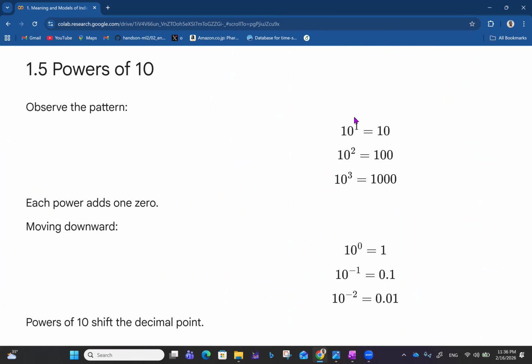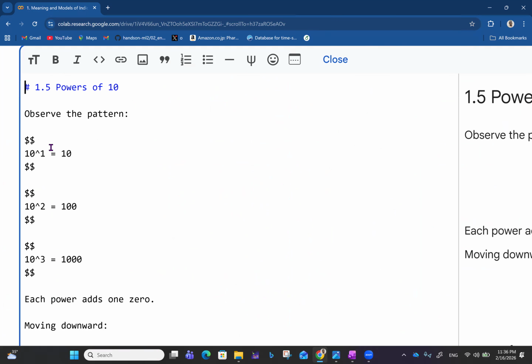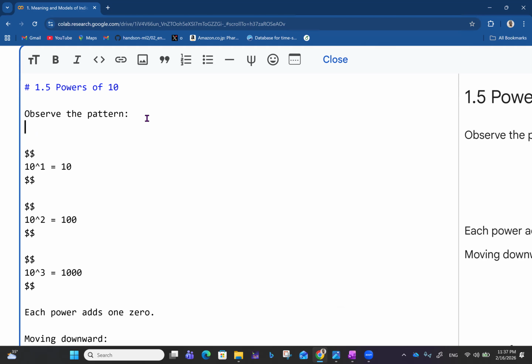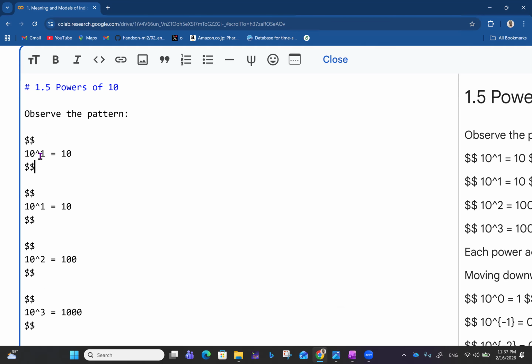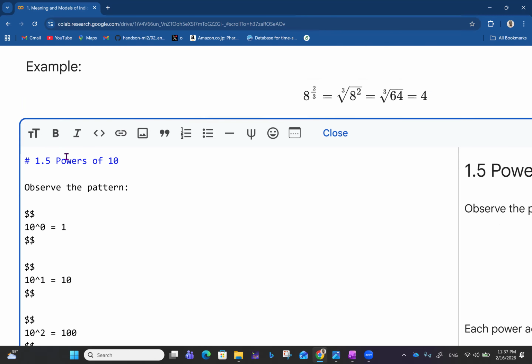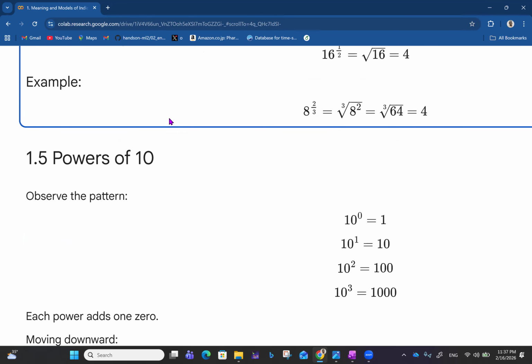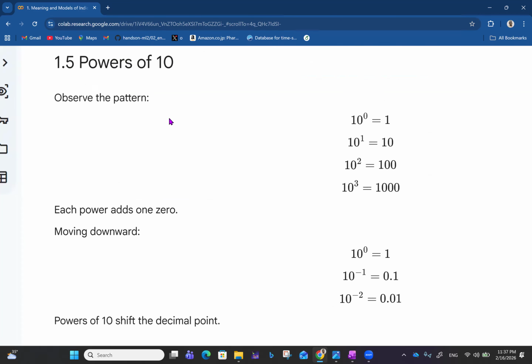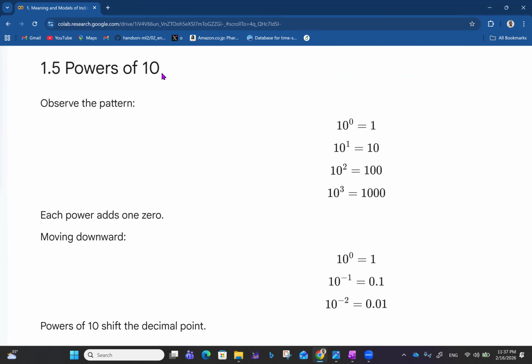10 raised to power 0 is 1, because we already established that anything raised to power 0 is equal to 1. So with that in place, we now have this pattern: 10 raised to power 0 is 1. 10 raised to power 1 is 10.